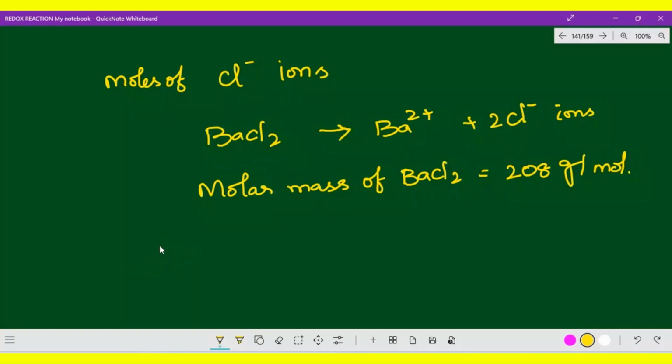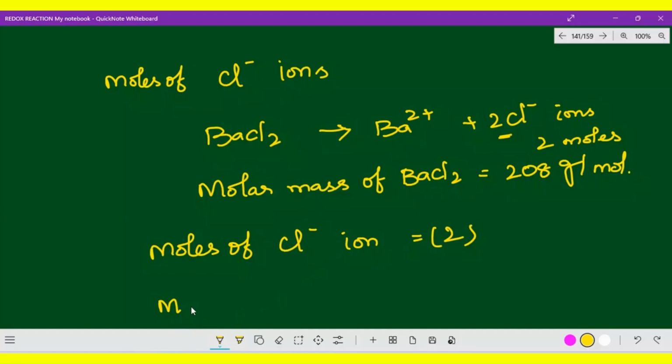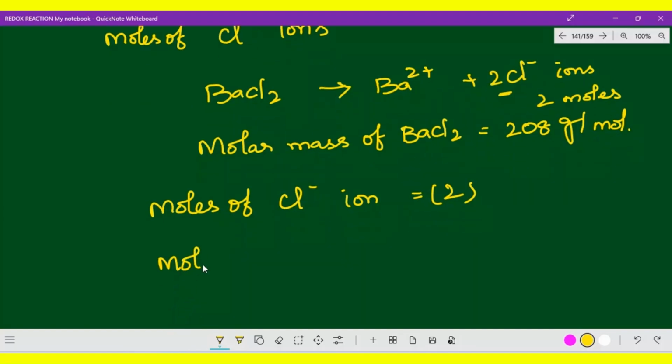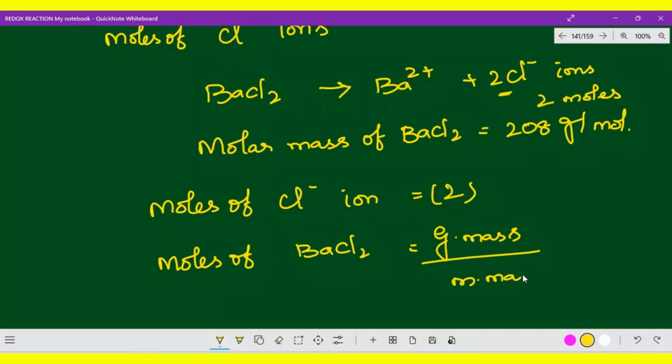Right now, here moles of Cl minus, what is it? Here 2 moles are there. Right, 2 moles. Completely, moles of Cl minus ion is 2. Now moles of BaCl2 completely. So that is given mass by molar mass. Given mass, what is it? Where do we get it from?